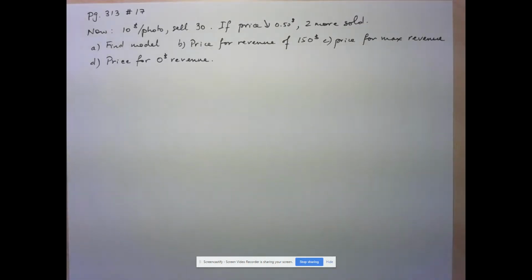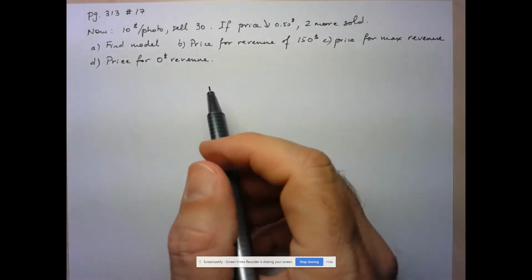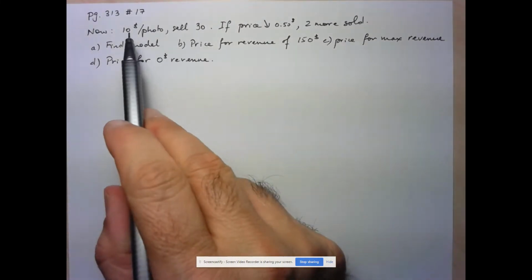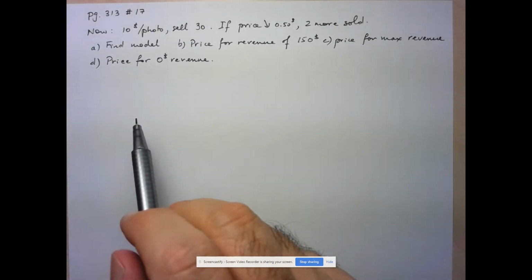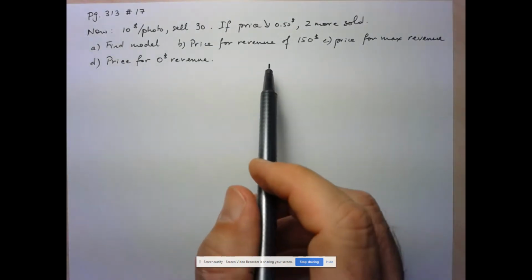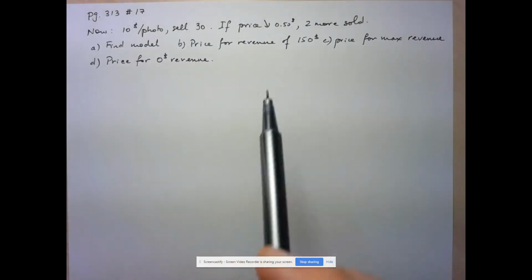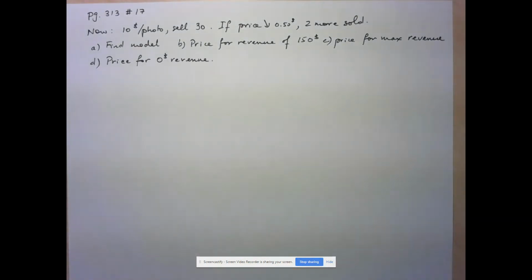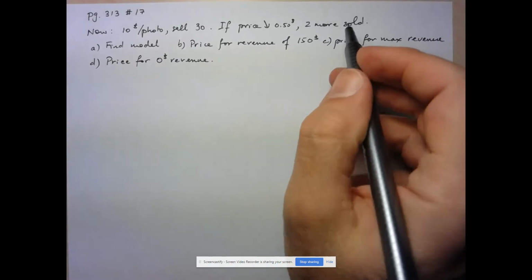Hi, folks. We're going to take a look at page 313, number 17. So the general gist of the problem is that right now, someone's selling 30 photos at a price of $10 per photo. Okay, but they did some market research and found that if the price is decreased by 50 cents, they would expect to sell two more photos.